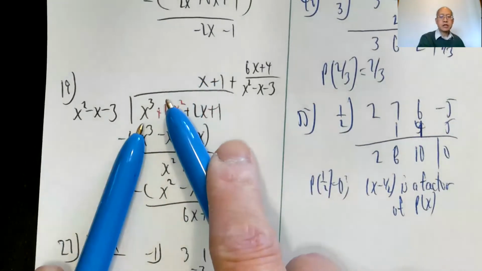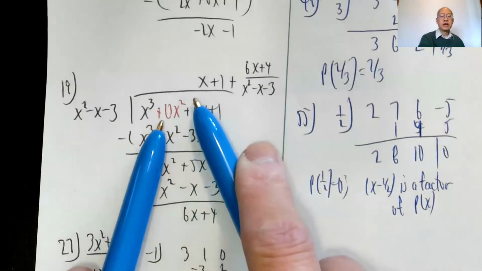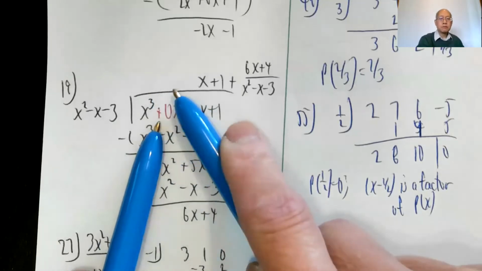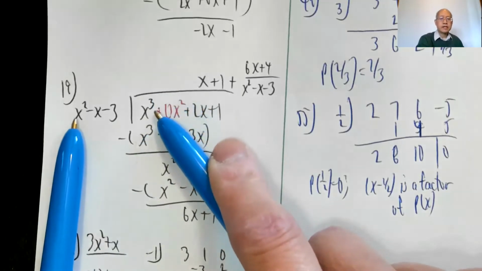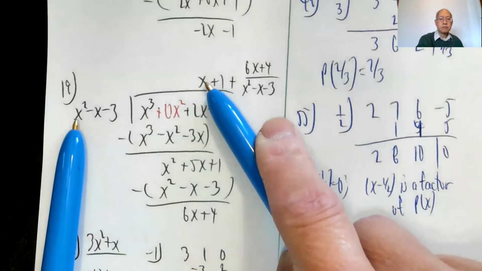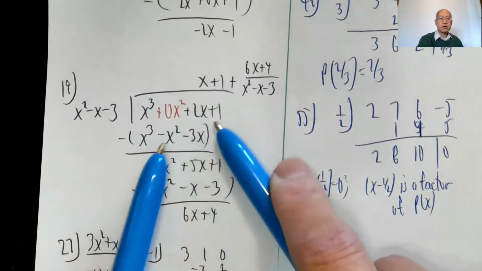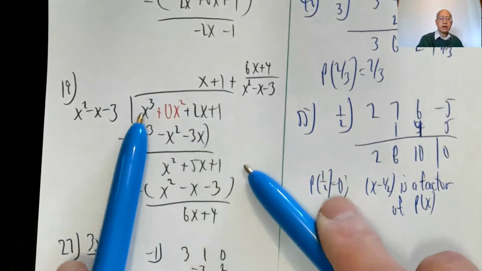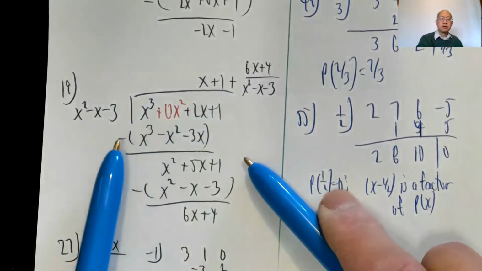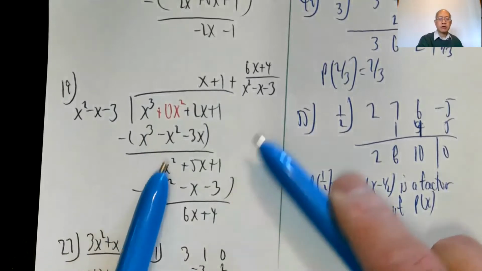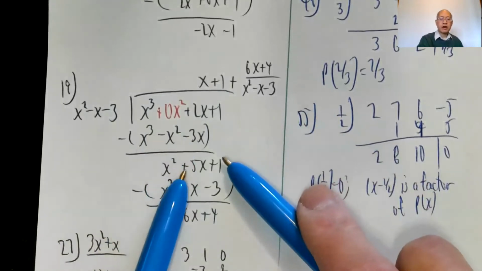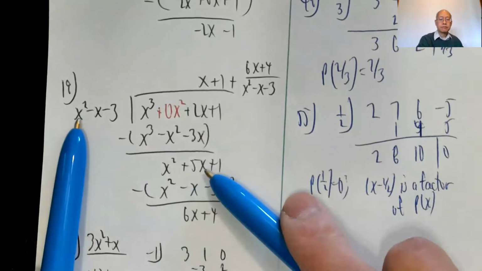19, the original had x cubed plus 2x plus 1, sneak in a 0x squared. How do I go from x squared to x cubed? Multiply by x. X times this whole thing, x cubed minus x squared minus 3x, subtract. That cancels out. 0 minus a minus 1, x squared. 2 minus a minus 3, 5, bring down the 1.